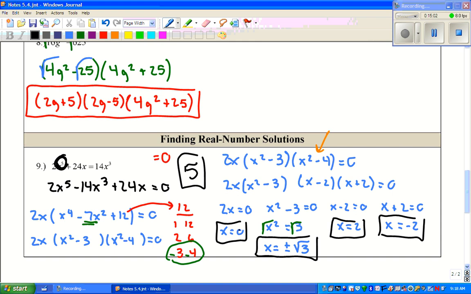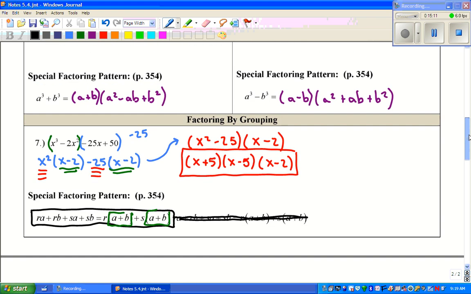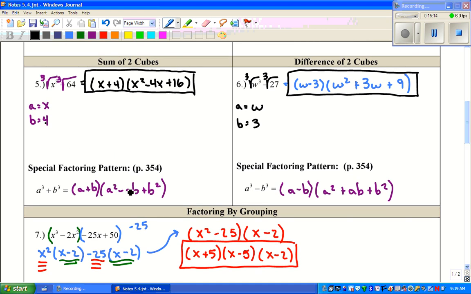Guys, those are the general rules of factoring polynomials and all polynomials. Some of it's a review, some of it's brand new, but really what I want you to focus on, guys, is remembering these special factoring patterns right here for the sum of two cubes and the difference of two cubes.